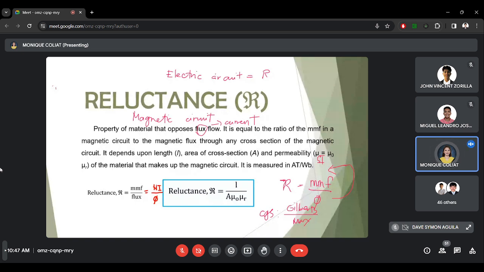Di ba meron tayong formula na B is equals to mu O mu R H. And we also have phi equals B times A. So if you put this here, this one will be NI over B times A. B or beta is equivalent to mu O mu R H. So NI over mu O mu R H times A.